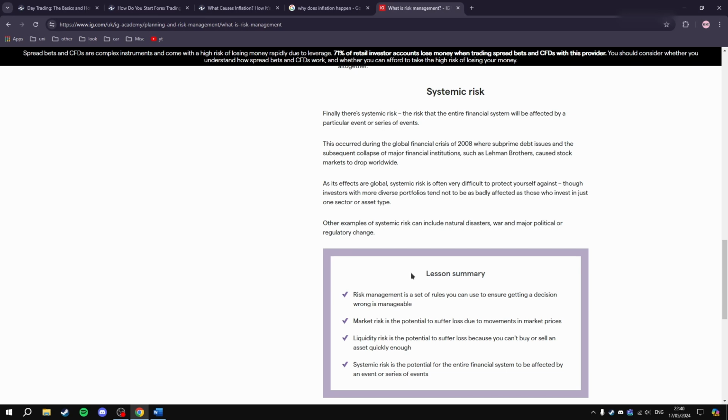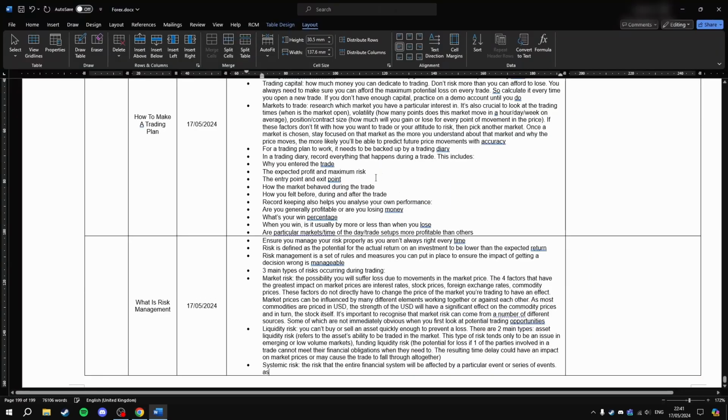Other examples of systemic risk can include natural disasters, war, and major political or regulatory change.